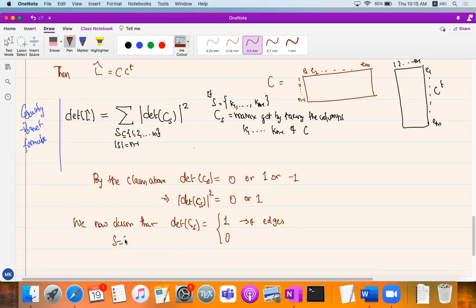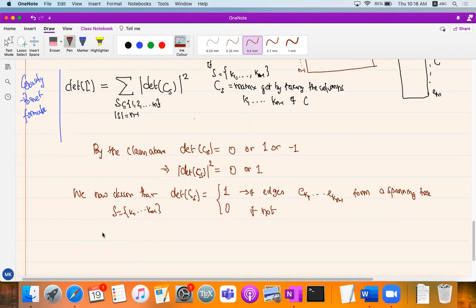So let S be K1 up to Kn minus 1. So if the edges EK1 up to EKn minus 1 form a spanning tree, you get 1, and 0 if not. If they don't form a spanning tree, then they give 0. Then you see the theorem follows from here, right?